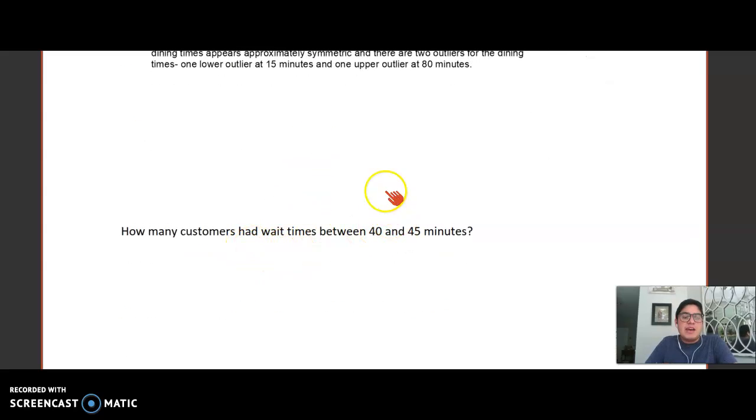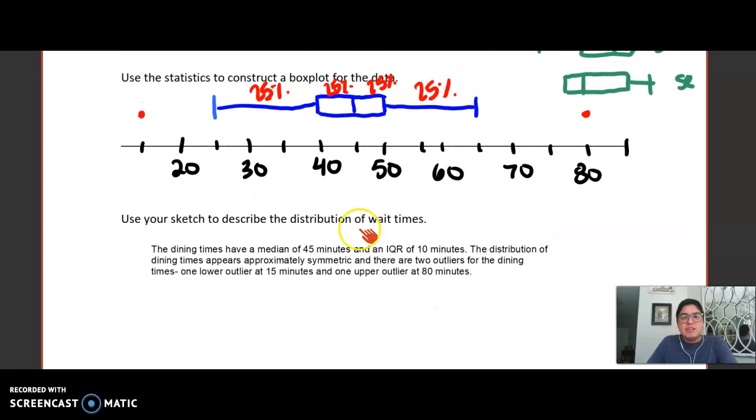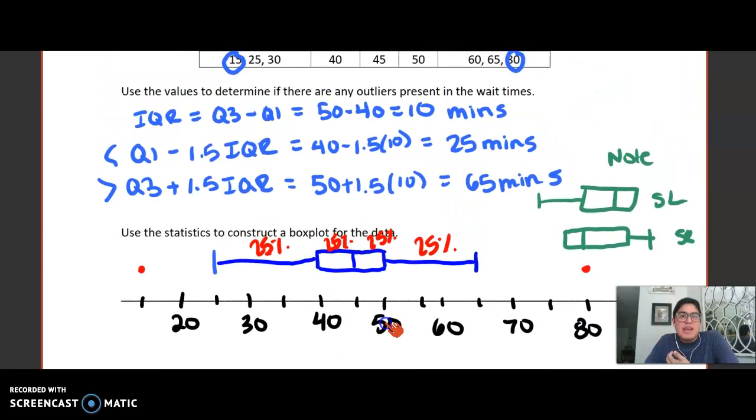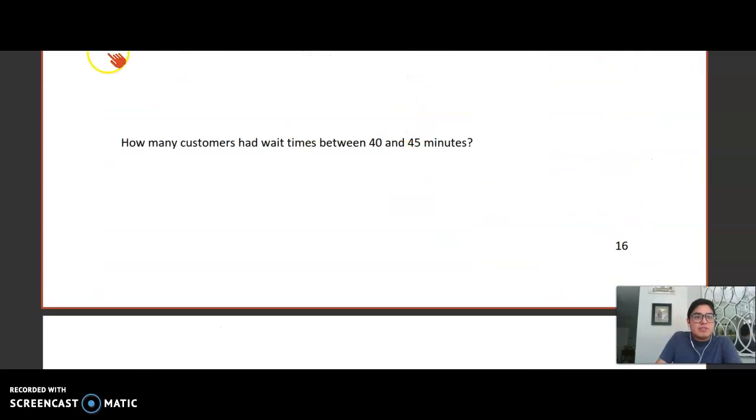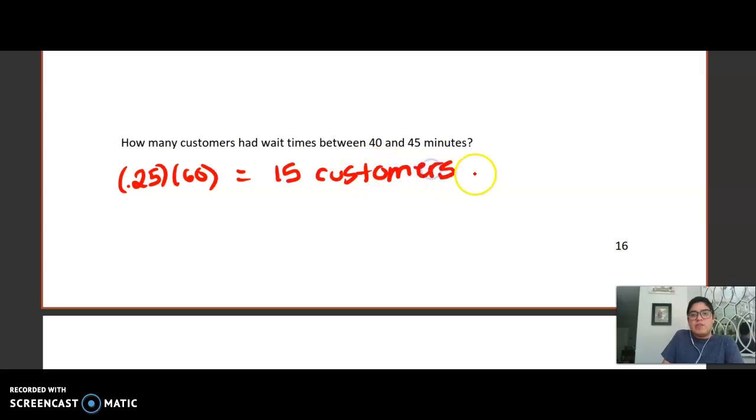How many customers had a wait time between 40 and 45 minutes? Well, between 40 and 45 is 25% of the data. And we were told that there were 60 customers. So if I have 25% of 60, that's going to look something like so. So I should have 15 customers had wait times between 40 and 45 minutes.